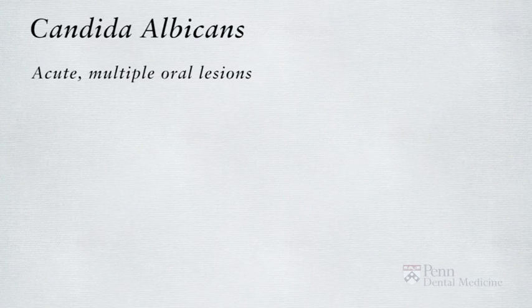The next condition I'd like to talk about is Candida albicans. Candida albicans often presents as acute lesions in the mouth. It turns out Candida is a yeast that's found in the human digestive and genitourinary tracts. It is also very common in the oral pharyngeal region. There are some studies that show approximately 60% of the non-immunocompromised patients will harbor Candidal species in their mouth.